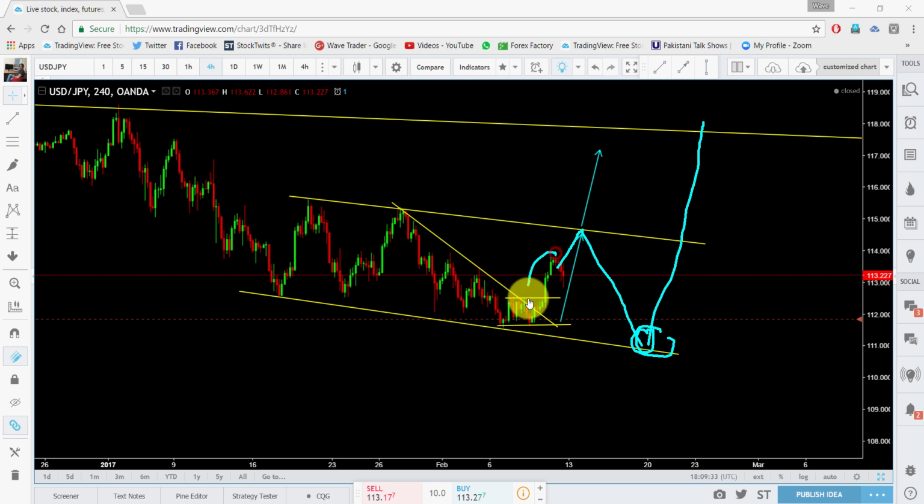Quite similar like this. The pattern slightly changed its ranges from the bottom. This pattern, this move.